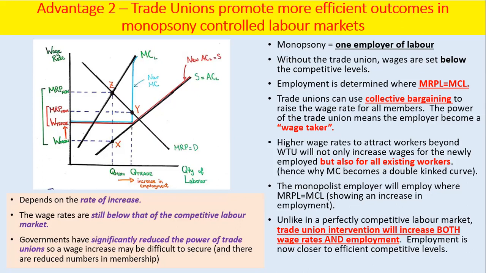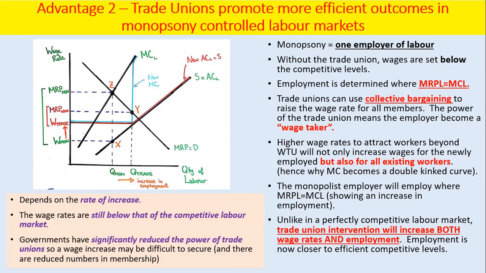Unlike in a perfectly competitive labour market, trade union intervention will increase both the wage rates and employment. Employment is now closer to efficient competitive levels. And the efficient competitive levels would be where S is equal to D, or where the supply is equal to average cost, which is also equal to MRPL, which is also equal to D. Okay, so I haven't drawn the dashed line here, but you would see it on that diagram.